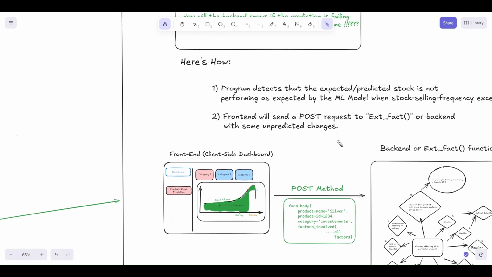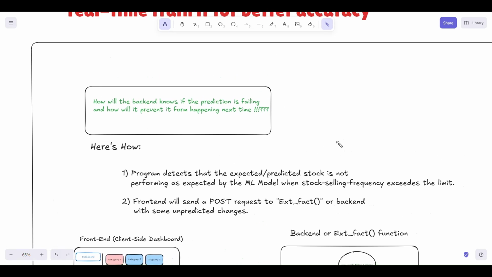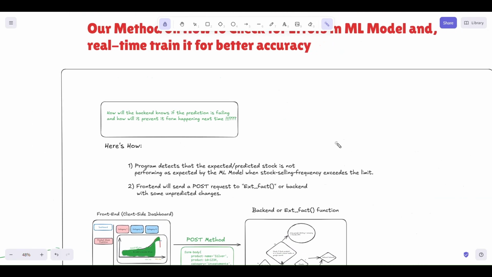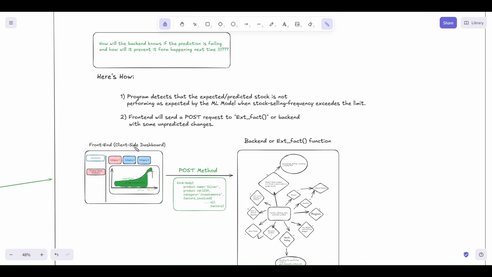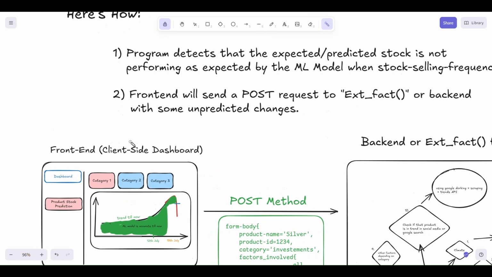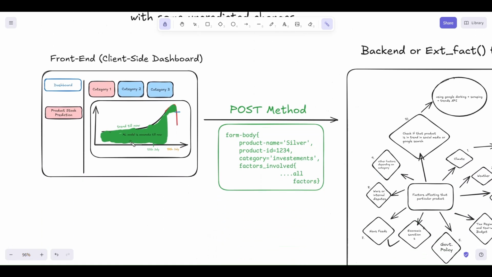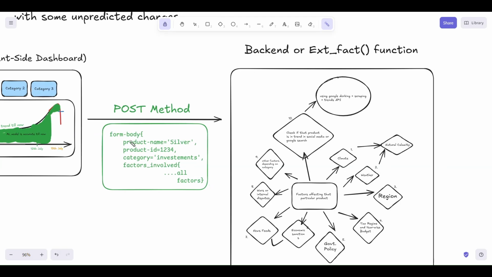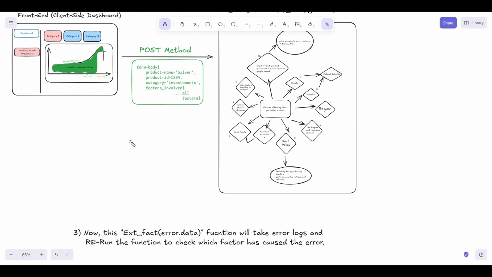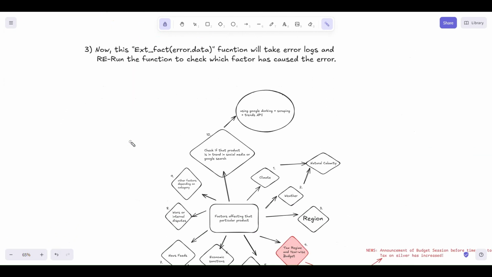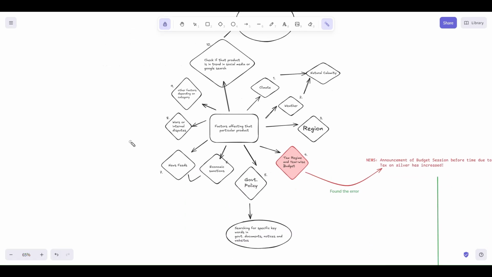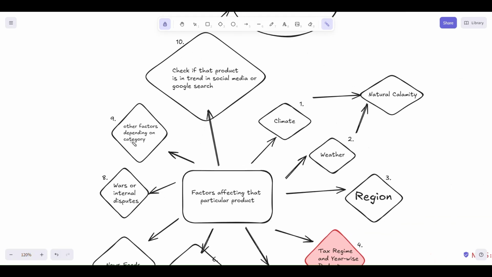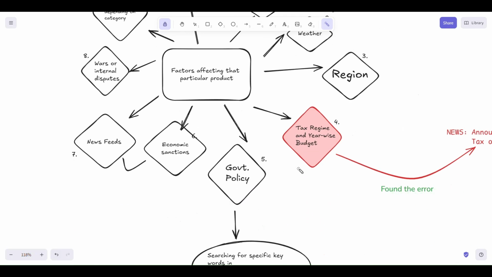And also it sets the minimum and maximum limit, and if the prediction falls below that limit or rises above that limit, it triggers a fallback mechanism. And a POST request is sent back to our server 2, which is our external factor server. Now, our server 2 detects which factor failed to predict carefully and more accurately and recalculates its weight.